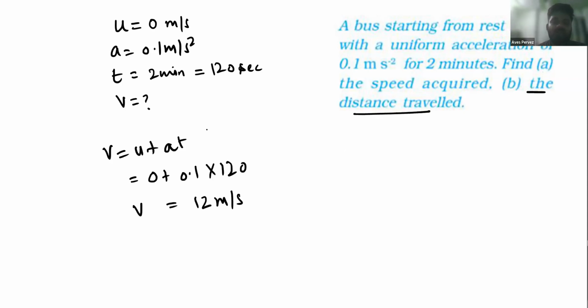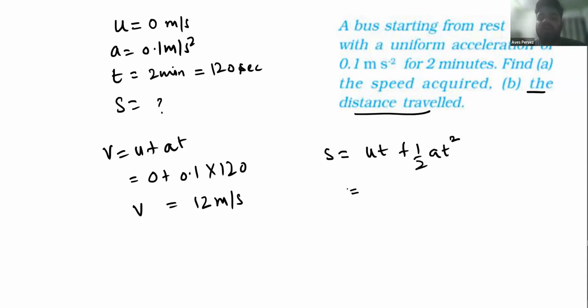And what is this one? The distance travelled. Now, if you remove this and just talk about this one, the V portion is not being asked and not being given in the second equation. So we will use the second equation. S is equal to UT plus half AT square.